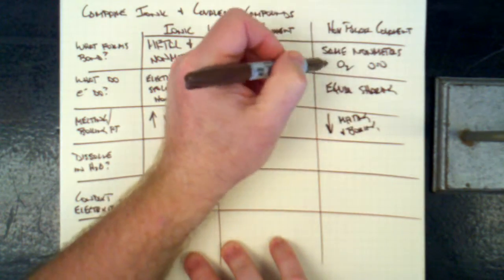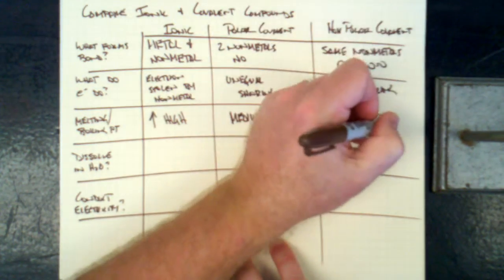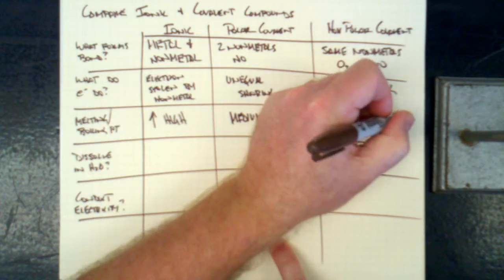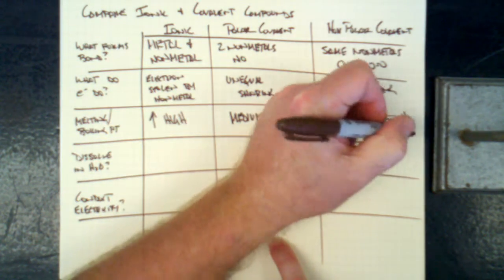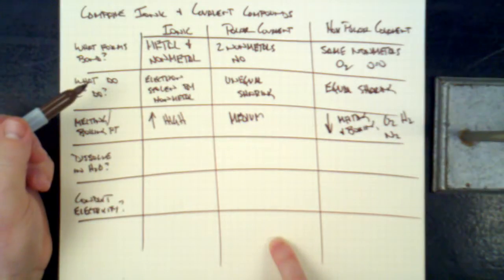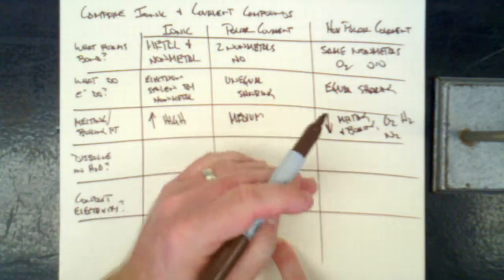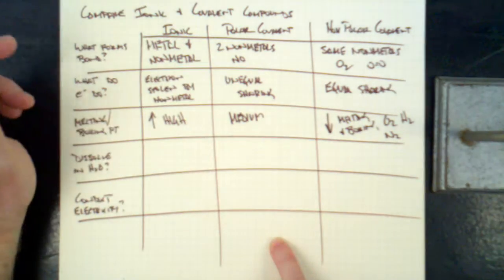And since there are things like oxygen and hydrogen and nitrogen, they tend to be gases. So they boil at less than room temperature.